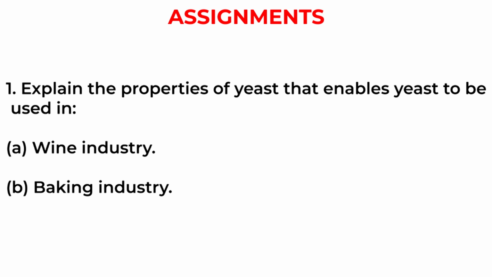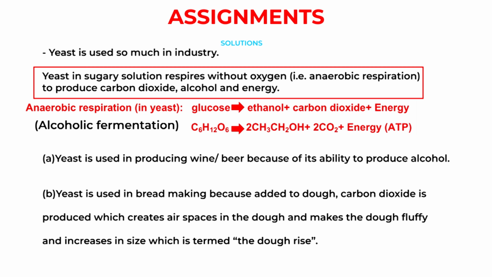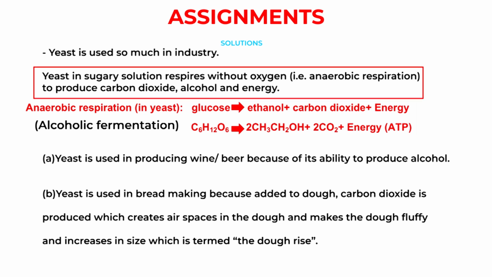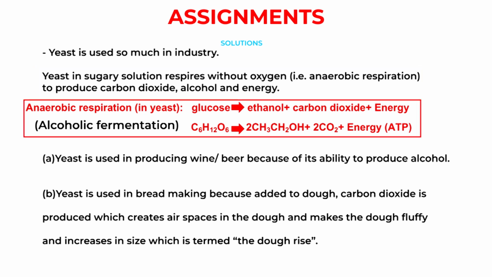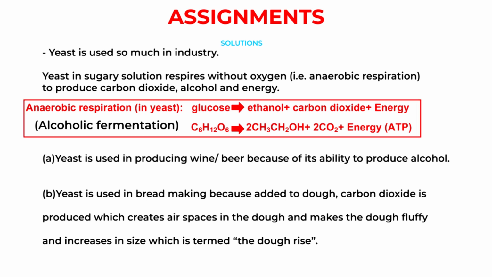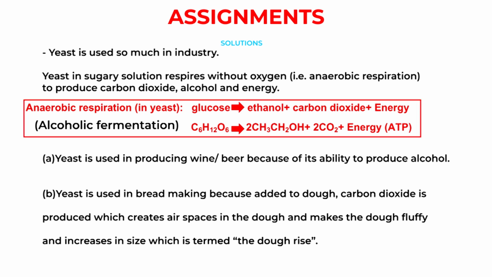Assignment 1 asked, explain the properties of yeast that enables yeast to be used in A. Wine industry and B. Baking industry. Well, the solution, when yeast is put into a sugary solution, the yeast cells respire without oxygen, right? They go through anaerobic respiration to produce carbon dioxide, alcohol, and energy. This is known as alcoholic fermentation, right?